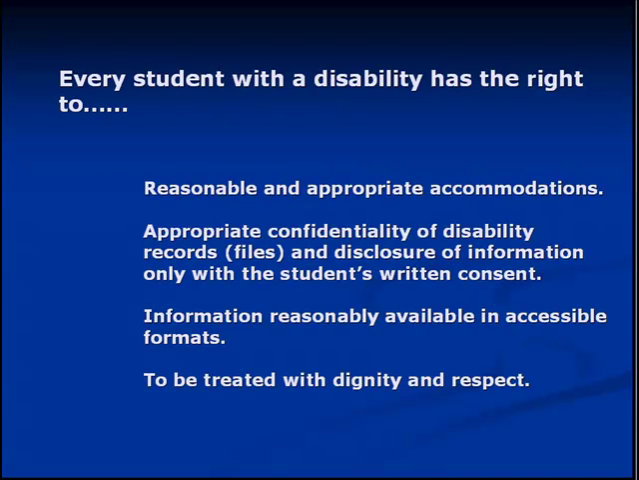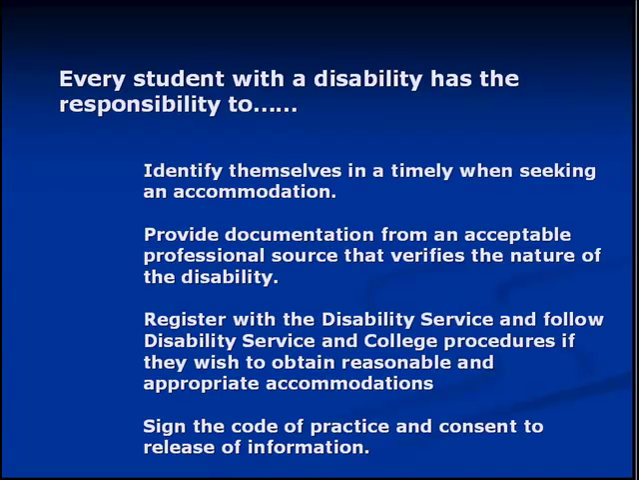You have the right to reasonable and appropriate accommodations, confidentiality of information and disclosure of that information reasonably available in accessible formats, and to be treated with dignity and respect. Your responsibilities are to identify yourself when requesting an accommodation, to provide documentation that confirms your disability, to register with the Disability Service and follow service and college procedures, and to sign the Code of Practice and consent to release of information where appropriate.